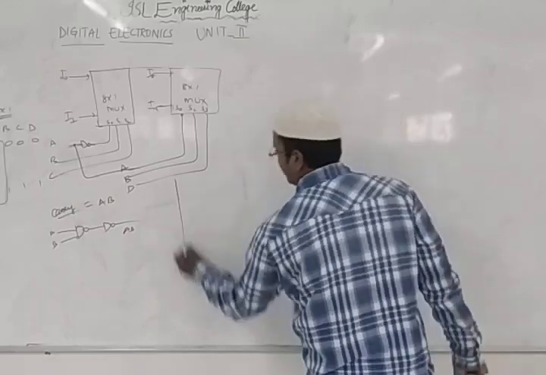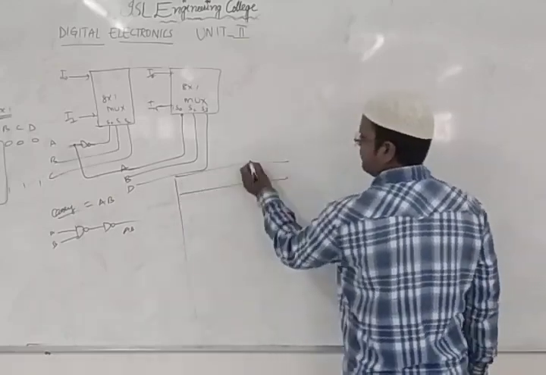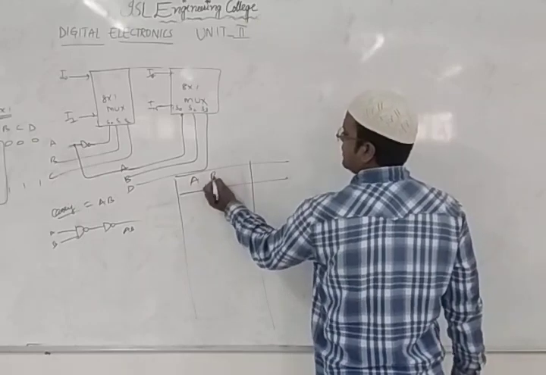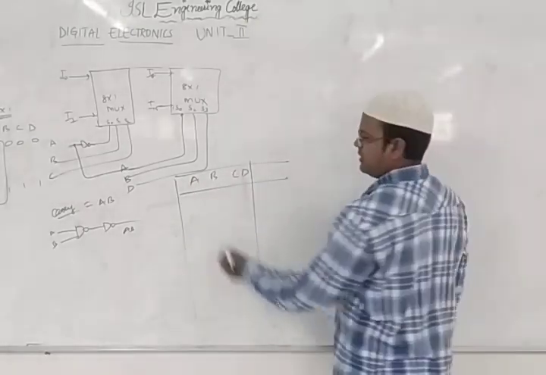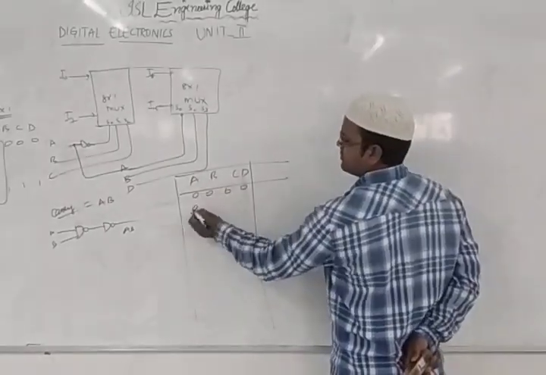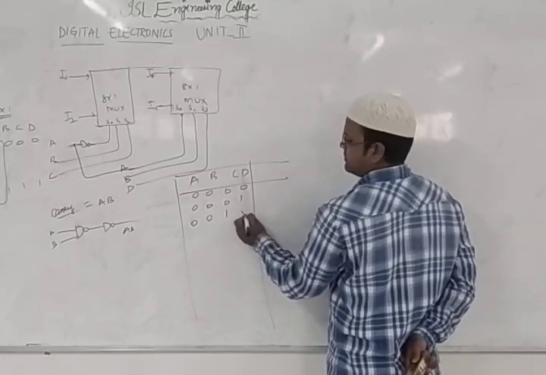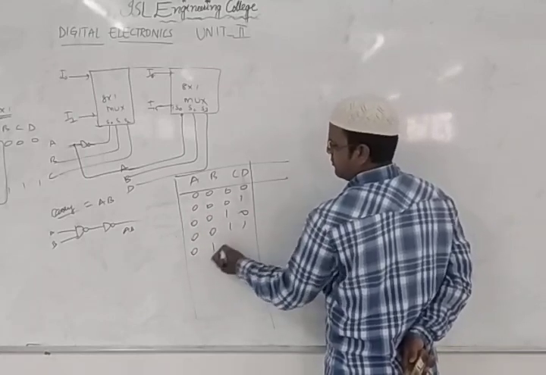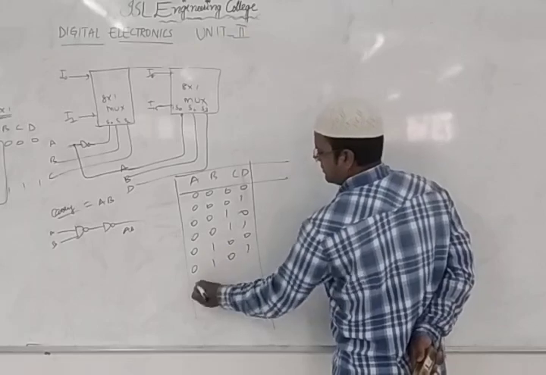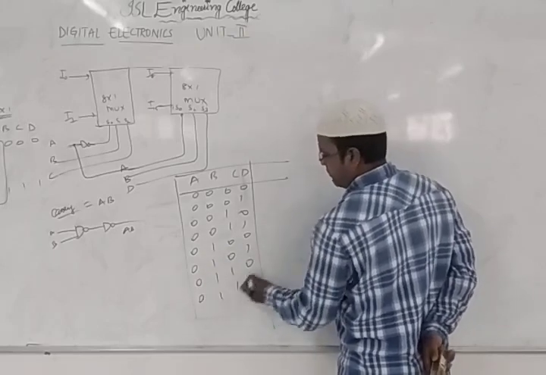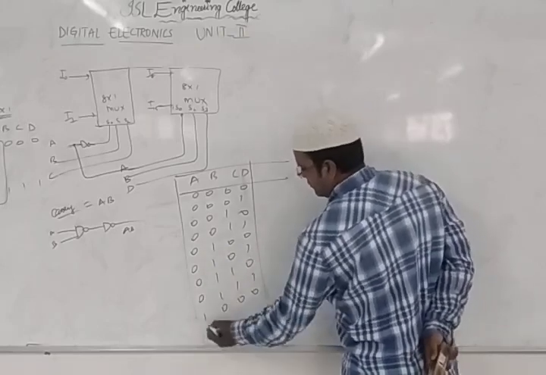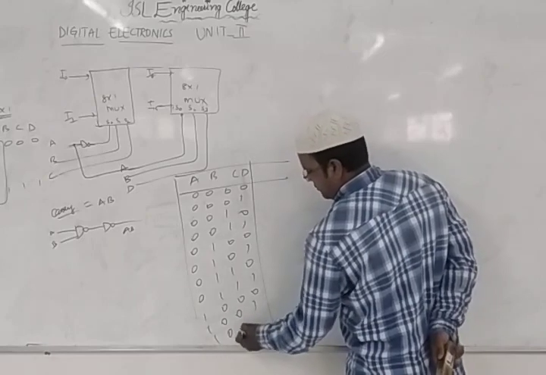So we need to take 4 input values. We'll make the 4 inputs per box. We already covered this. So A, B, C, D is there. The combinations would be 0, 0, 0, 0, then 0, 0, 0, 1, 0, 0, 1, 0, 0, 0, 1, 1, like this: 0, 1, 0, 0, 0, 1, 0, 1, 0, 1, 1, 0, 0, 1, 1, 1. Then starting from 1, 0, 0, 0, 1, 0, 0, 1, 1, 0, 1, 0.